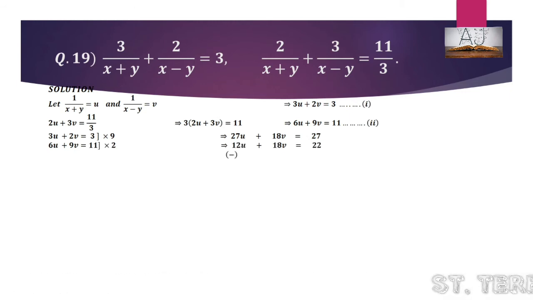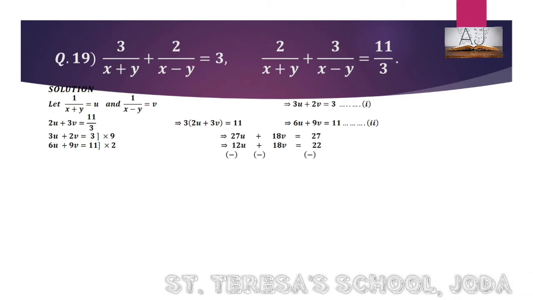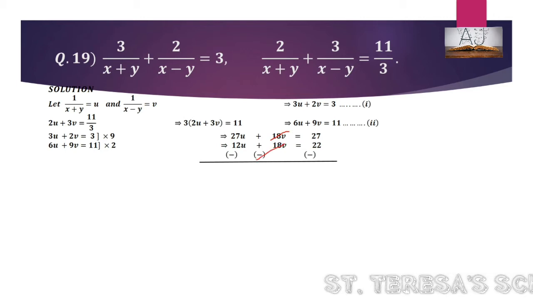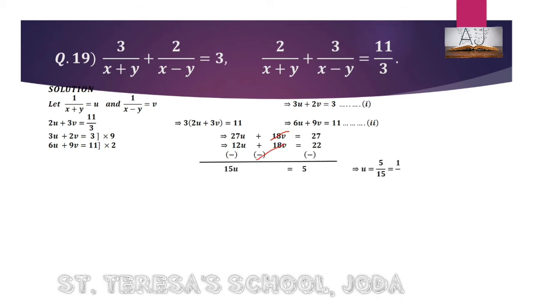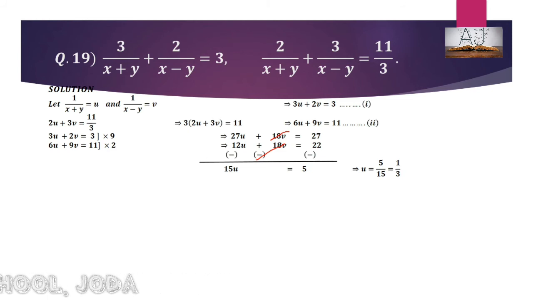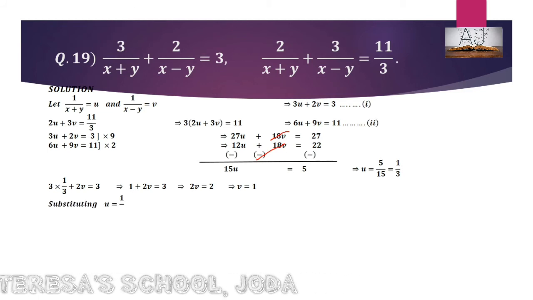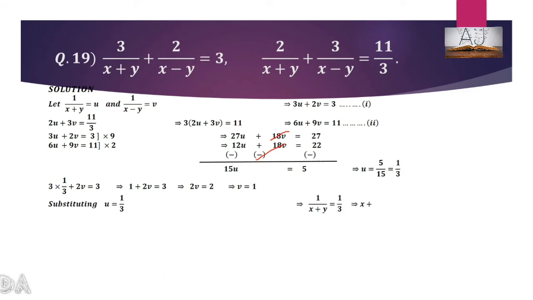Then to make both of them equal, into 9 and into 2, LCM of 2 and 9, okay, 18. Now we'll simplify them. Plus 18v minus 18v gets cancelled. 27u minus 15u is equal to 5. So u is equal to 5 by 15, that is 1 by 3. Similarly, we'll now substitute this in any one of the equations. I'm substituting this in the first equation and thus we get the value of v as 1.